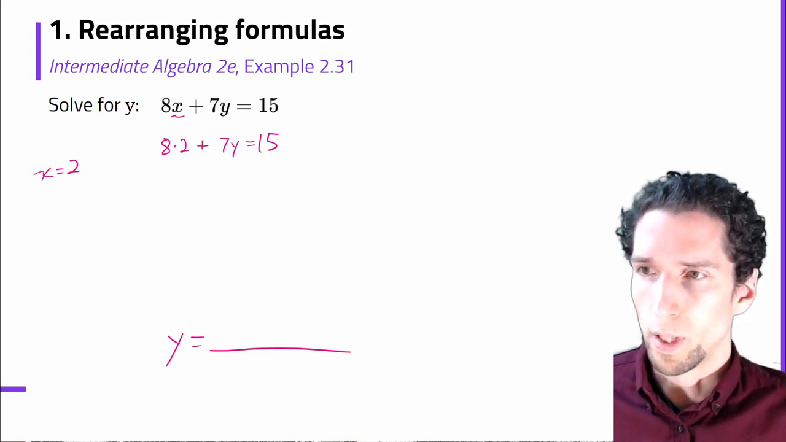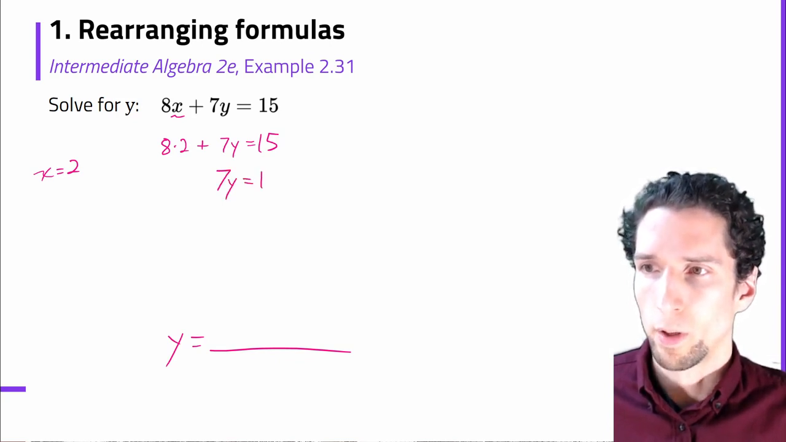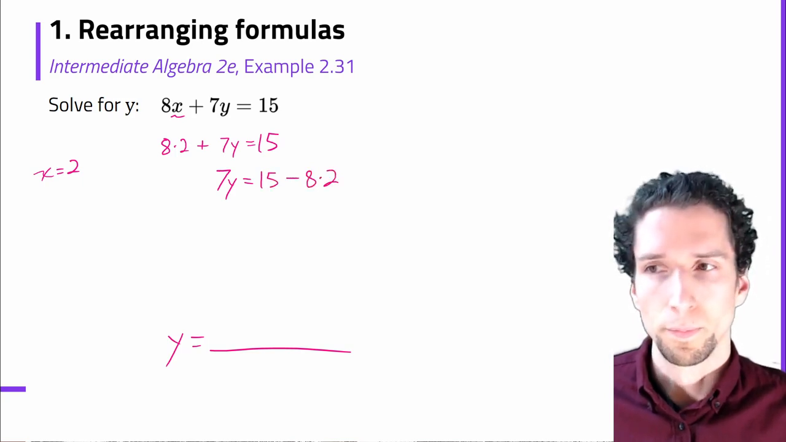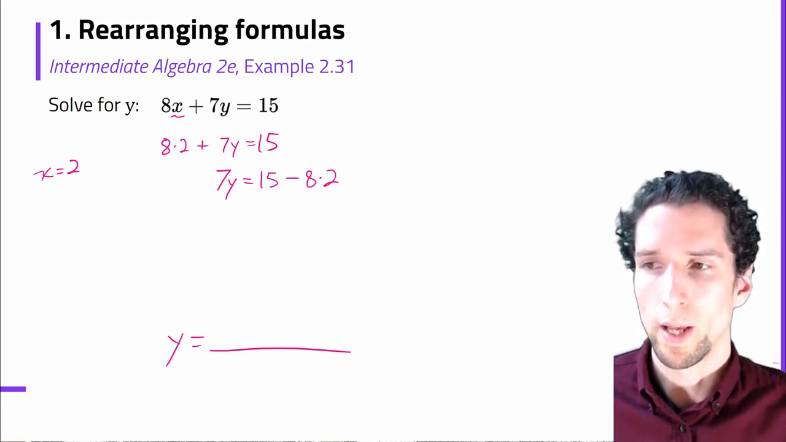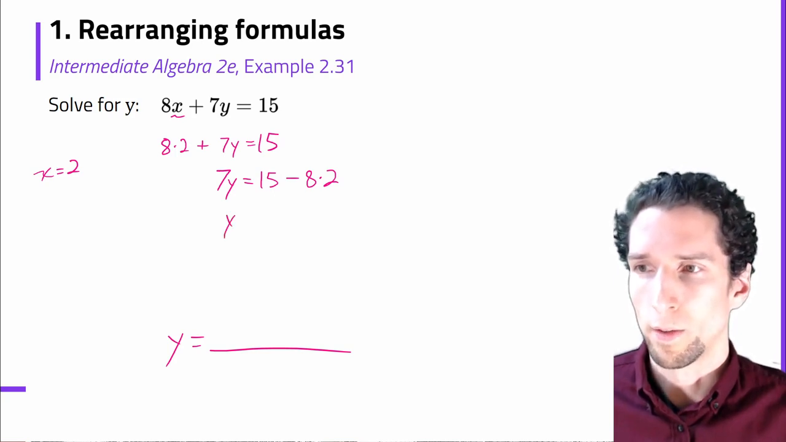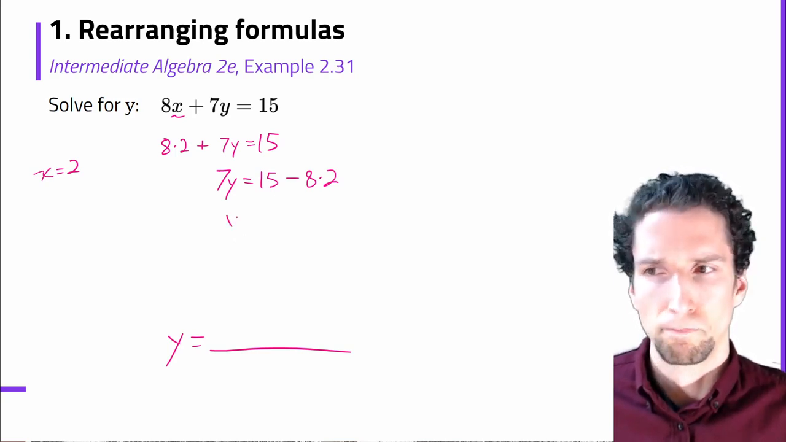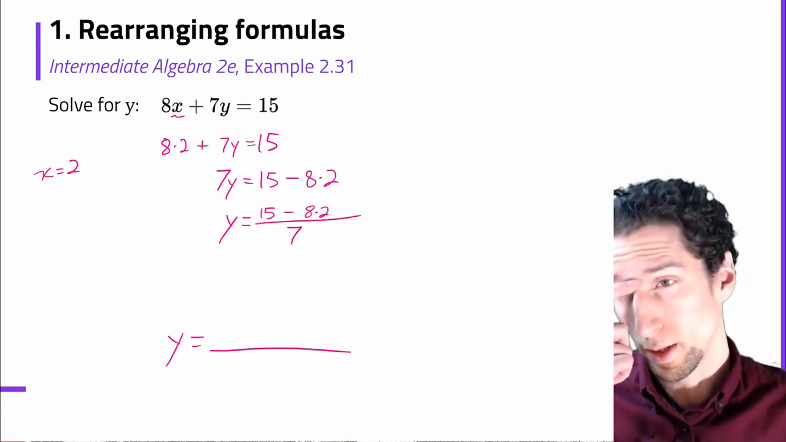So if we did that, we would have 7y on this side, and then on the other side we would have 15 minus 8 times 2. And then we would have the 7, which we don't want. We want to get rid of the 7, move it to the other side. So we would divide both sides by 7. y equals 15 minus 8 times 2 all over 7, like this.